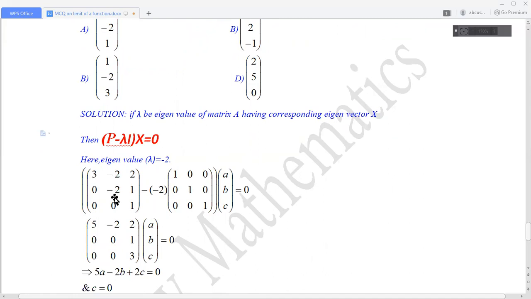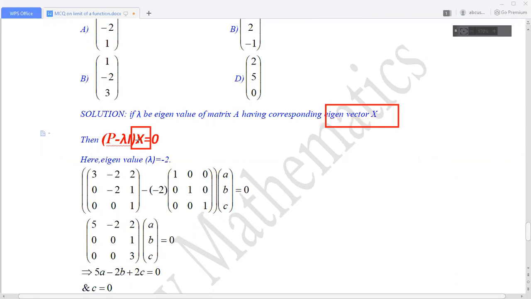Our matrix P is a 3 by 3 matrix, so the identity matrix of size 3 by 3 is 1 0 0, 0 1 0, 0 0 1. This matrix is the identity matrix. Here we substitute the value of lambda equals -2. This is the value of lambda, and this matrix is the identity matrix of order 3 by 3. And here the value of x is the corresponding eigenvector.